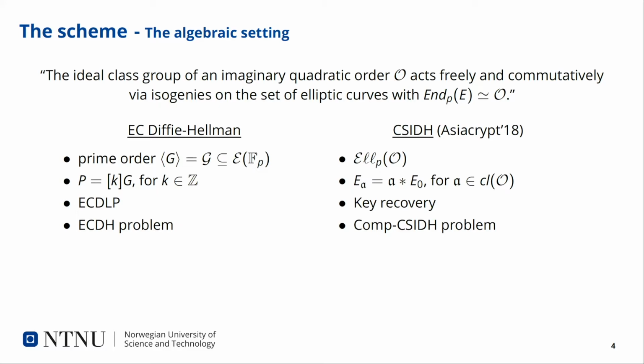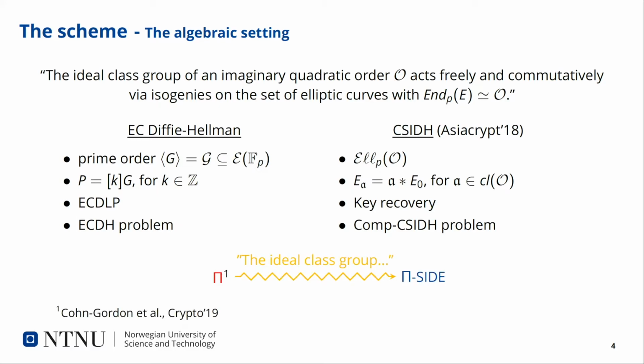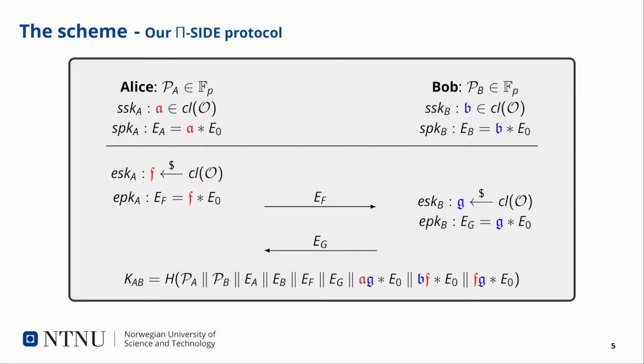The protocol is secured by the elliptic curve Diffie-Hellman problem on the left and by the computational CSIDH problem on the right. So our idea was to use these magic words and to take protocol pi by Cohn, Gordon and others from Crypto 19 and turn it into a post-quantum protocol, which we call pi-SIDH. The good features of protocol pi are that it has optimal tightness, which we can prove is preserved in the post-quantum setting, and it's quite easy to understand because it's designed over the classical Diffie-Hellman setting.